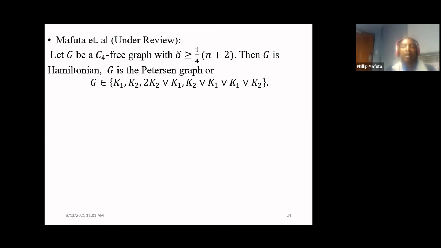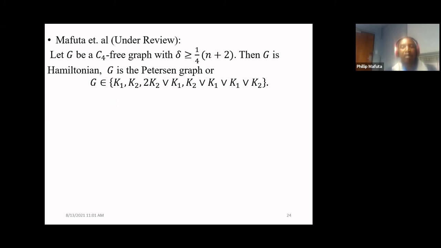As an extension of a theorem by Dirac, we set out to establish sufficient conditions for a C4-free graph to be Hamiltonian. Here we proved that whenever delta is at least a quarter of n plus 2, G is either Hamiltonian, G is the Petersen graph, or G is an element of those families. From that, it brings to us new sufficient conditions for a graph to be Hamiltonian.